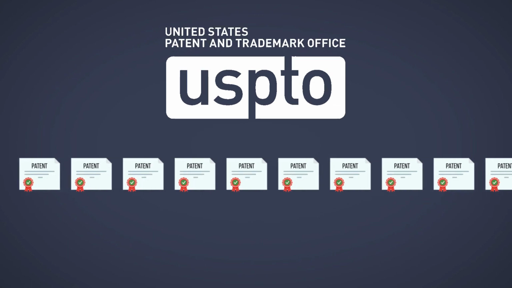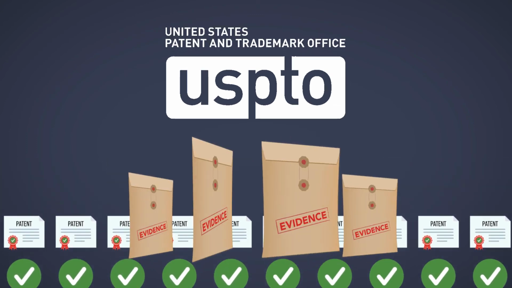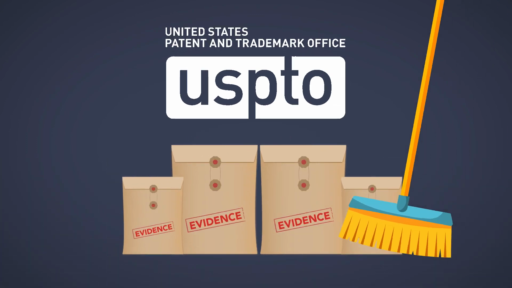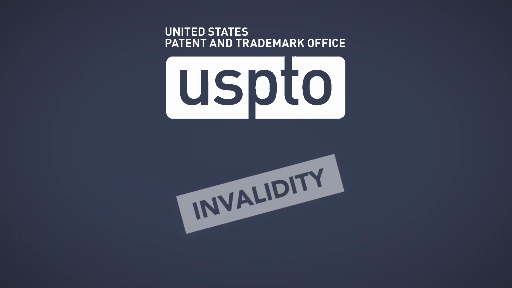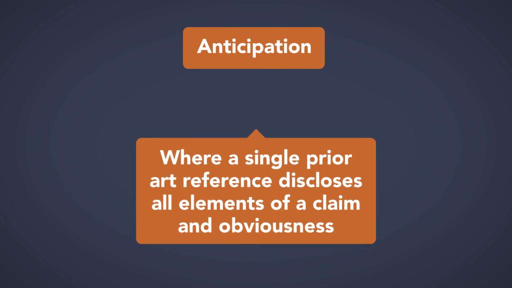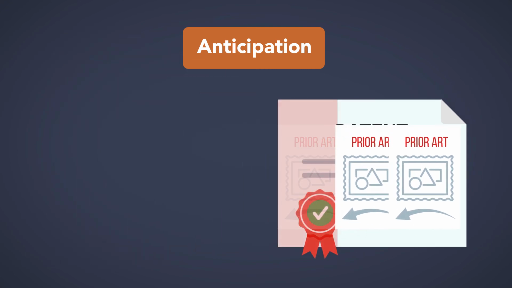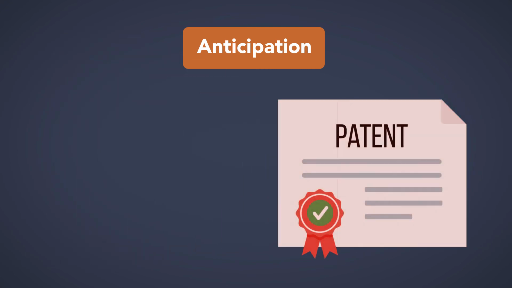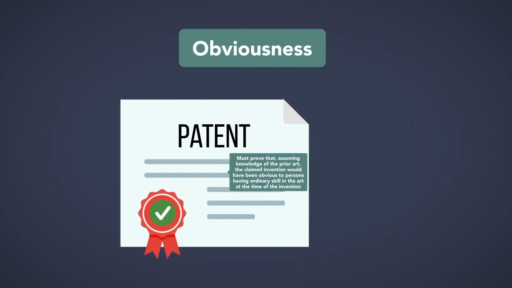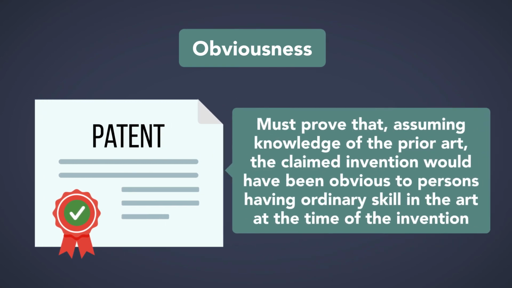Patents issued by the USPTO are presumed valid, and accused infringers bear the burden of proving invalidity by clear and convincing evidence. The most common invalidity defenses are anticipation, where a single prior art reference discloses all elements of a claim, and obviousness, where multiple prior art references are combined to cover all elements of the patent. To establish an obviousness defense, the accused infringer must prove that, assuming knowledge of the prior art, the claimed invention would have been obvious to persons having ordinary skill in the art at the time of the invention.